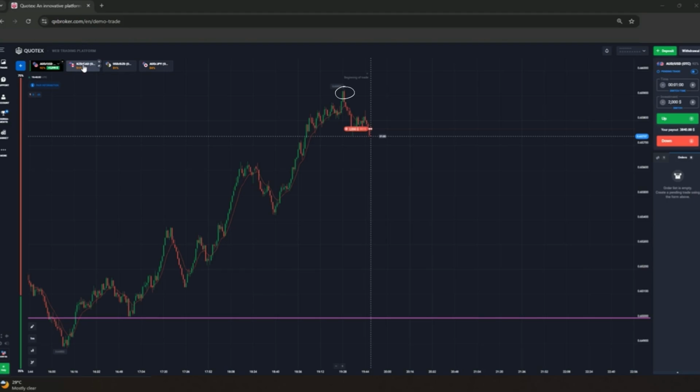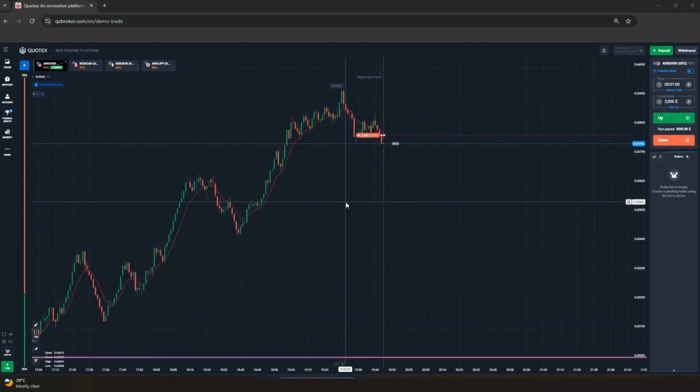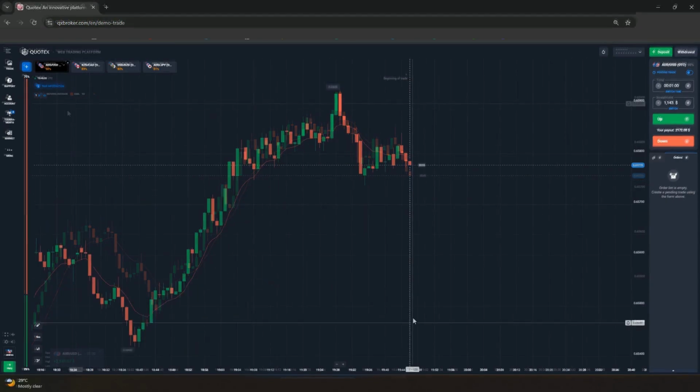As soon as it broke the moving average, I was convinced that the market would indeed continue to decline. And this was a strong signal that this trade should be a sell. The trade closed in profit, thank God.